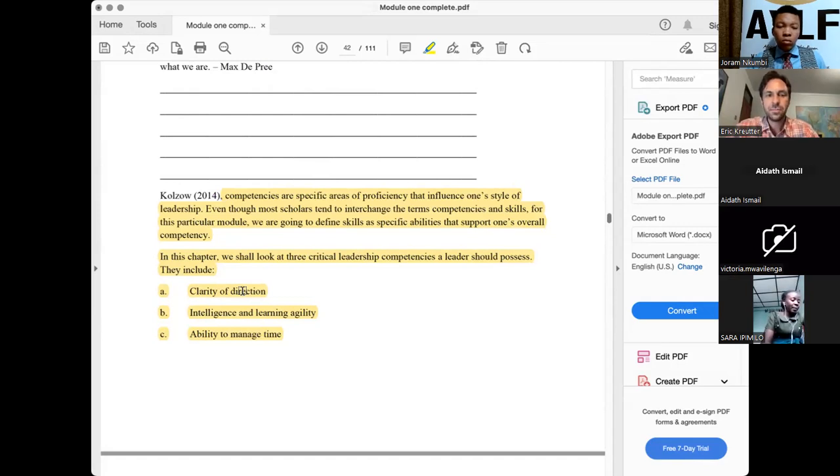And finally, we talked about the ability to manage time, which is also managing your life, which is basically the opportunity you have to put into reality the things that you believe in day to day.